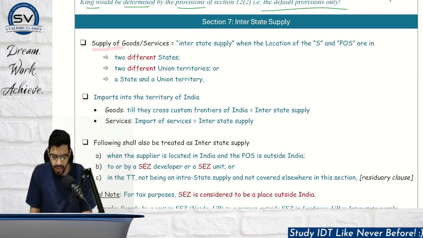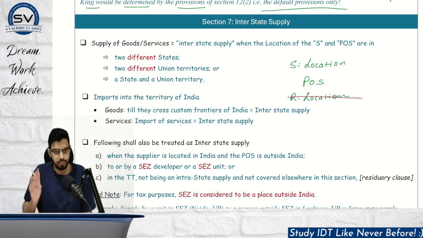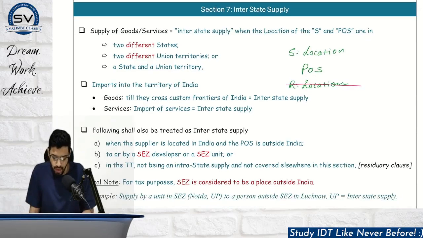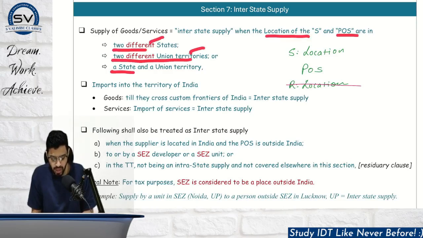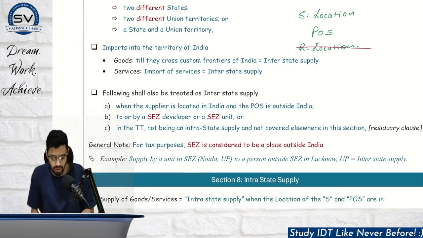Supply shall be an interstate supply when the location of supplier and place of supply are in different places. So basically the determining factors are location of supplier and place of supply. Recipient location is completely irrelevant. Hope this is clear. So when the location of supplier and place of supply are in two different states, two different union territories, or one state and one union territory, basically the same is not there.